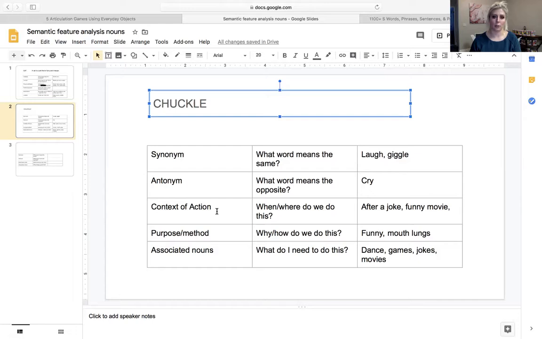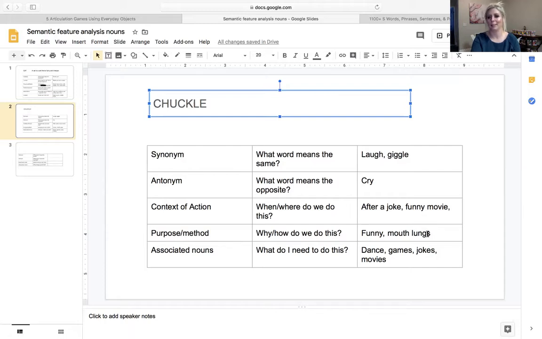Then the next part is context of action. So when and where do we do this? I think I did more whens because where, it's not really, it depends. So when: after a joke, at a funny movie, and I'm sure you could think of a ton of contexts of action. And then the purpose and method: why and how do we do this?